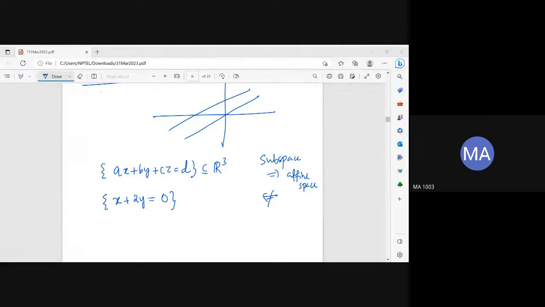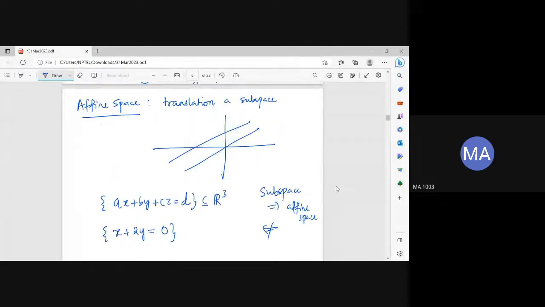So every subspace is an affine space. So if you can identify subspaces, they are all affine spaces. In addition to subspaces, you have other affine spaces which are actually translated by some distance.